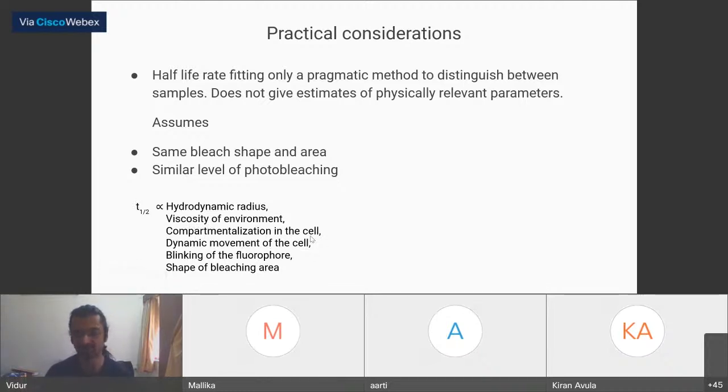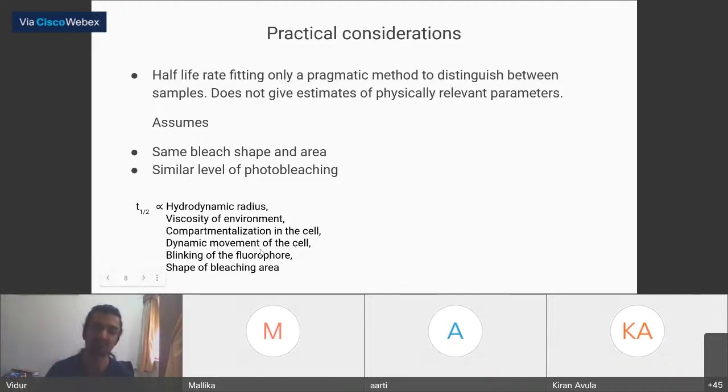The third is compartmentalization in the cell, and as I told, the cell is non-homogeneous and there are multiple compartments. So one has to really take care of the regions that they are bleaching in. And if there is any difference between wild type and mutant, differentiating between all of these parameters becomes very difficult just based on FRAP. So there are other experiments that are needed.